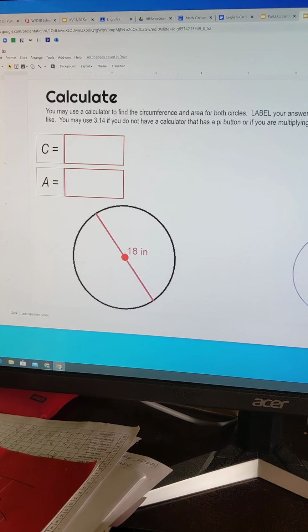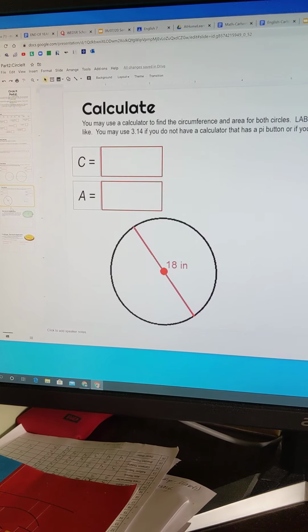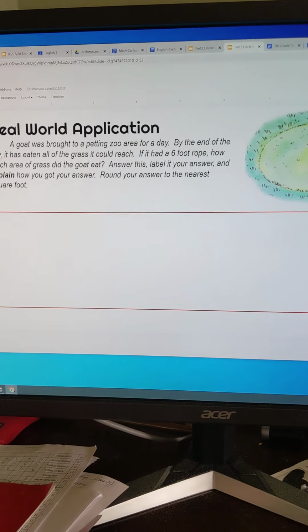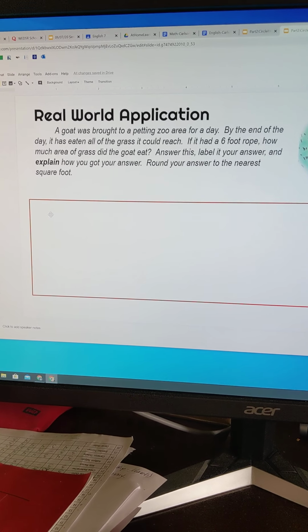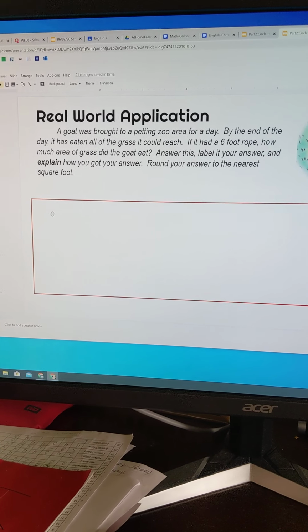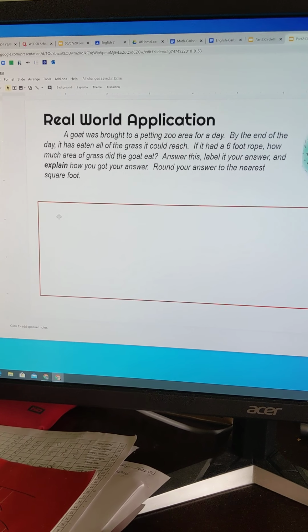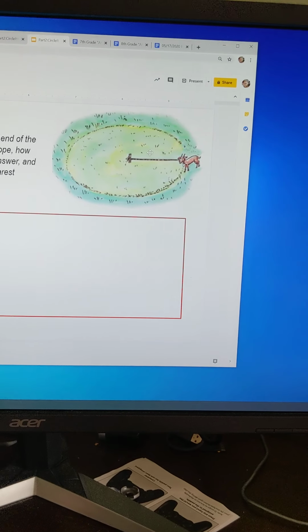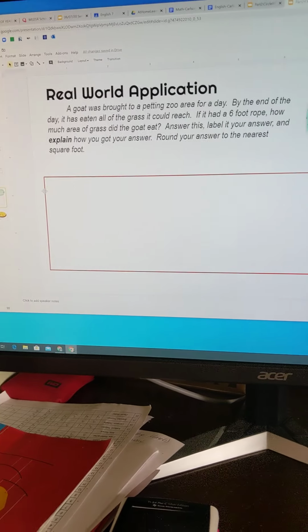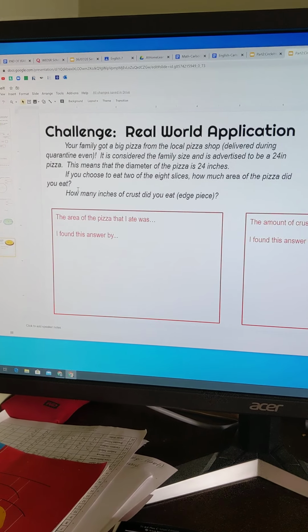Do the same thing again as you did on the previous page. You can use a calculator. And then we have a real world problem that has to do with a goat. Not only are you going to type your answer in this giant box, but I want you to please explain how you got your answer. Sometimes kids will try writing down their math. That's fine. Sometimes kids explain it in words. That's fine. But I'm trying to find out how much grass this poor goat ate and whether or not his stomach will explode.